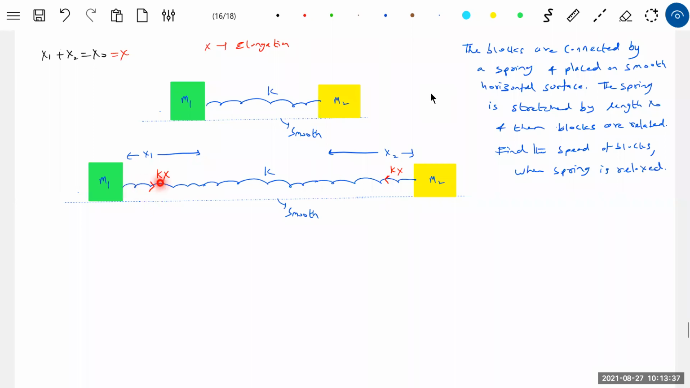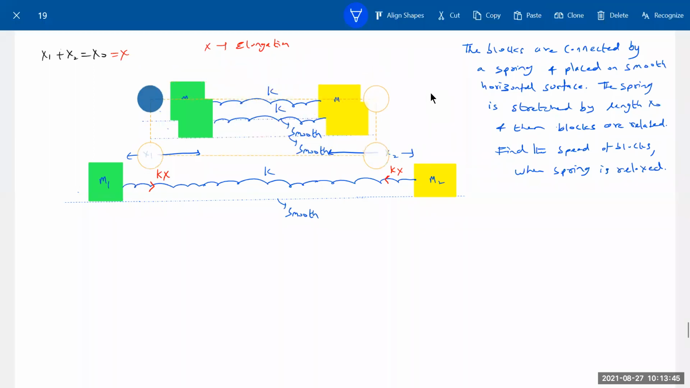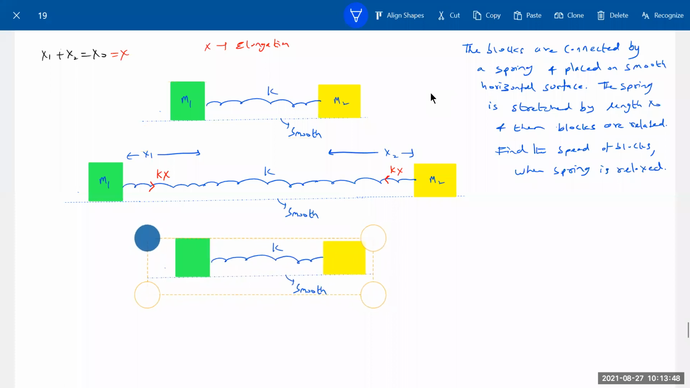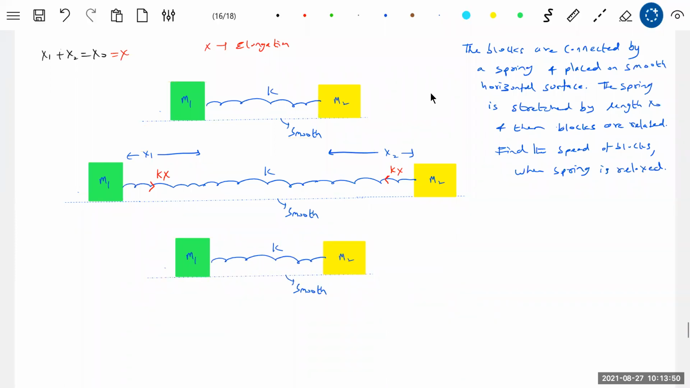Now this force, what will it do? These are released from rest. So when the blocks come to the original position, the spring force did work. When the force acts, the body will accelerate. Due to acceleration, speed will increase. Due to increase in speed, kinetic energy increases. So now these will have velocity v1 and v2. We have to calculate that v1 and v2. Therefore the question: find the speed of the blocks when the spring is relaxed.